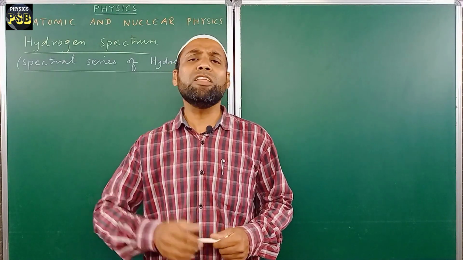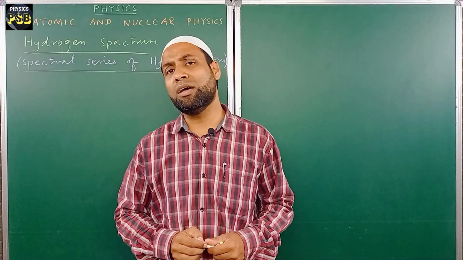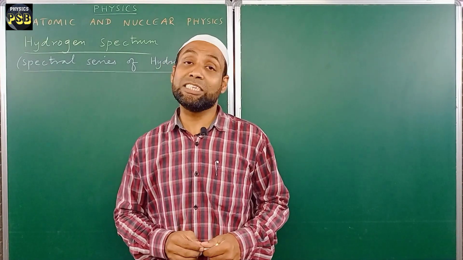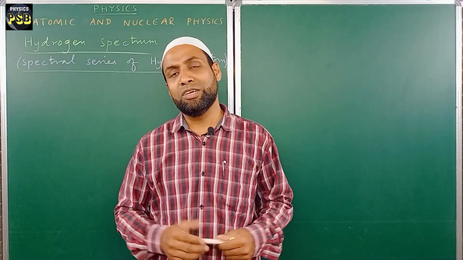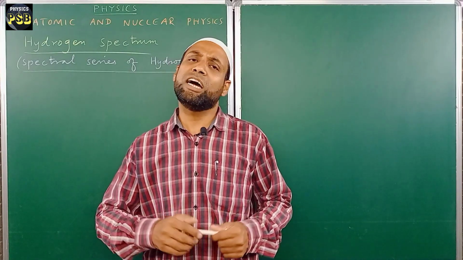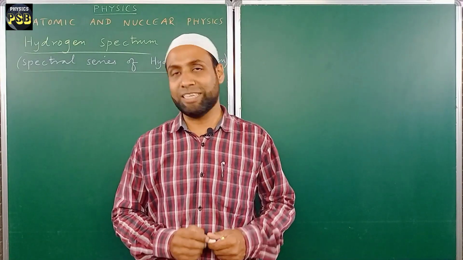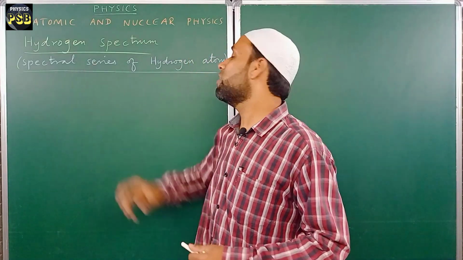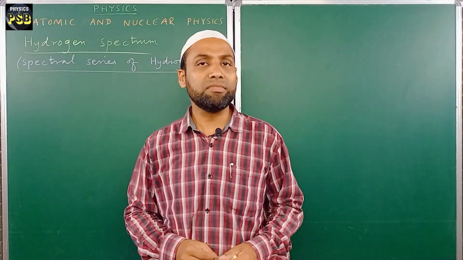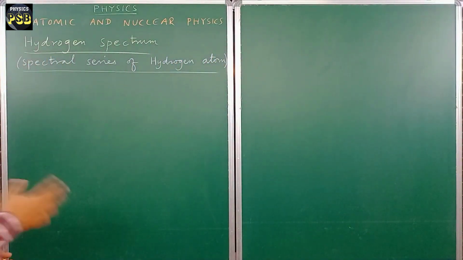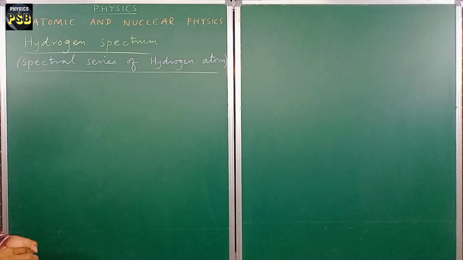Here, the wavelength of this spectral line depends on the energy levels between which the transition takes place. So this is how we get the different wavelengths which constitute spectral series. In this video, we'll discuss the spectral series of the hydrogen atom. Before that, let me explain the formation of a spectral line with the help of a simple diagram.